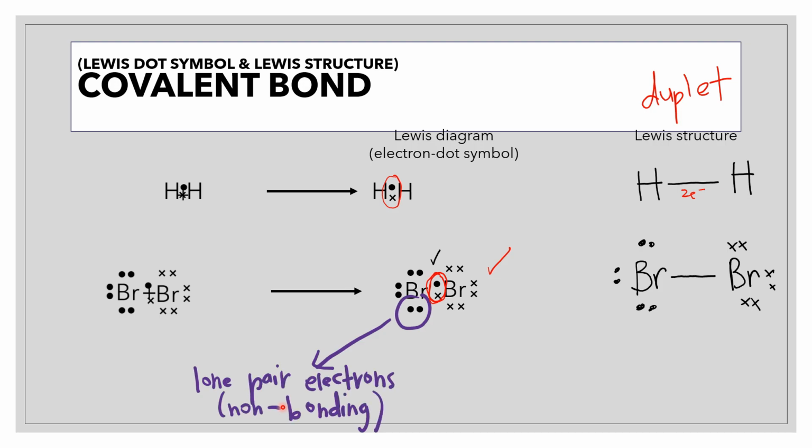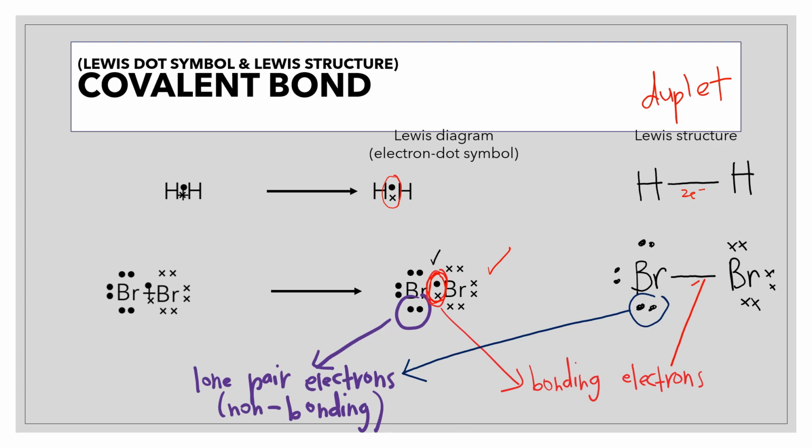Okay, so electrons yang berada di sekitar atom ini kita panggil sebagai lone pair electrons, and these lone pair electrons does not involve in the bonding. Okay, so nama lain dia adalah non-bonding electrons. And the electrons that involve in the bonding, of course lah kita panggil sebagai bonding electrons. So yang ini pun kita panggil sebagai lone pair electrons ataupun non-bonding electron. Okay, dan yang di sini kita panggil sebagai bonding electrons.